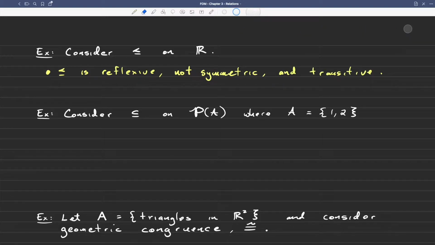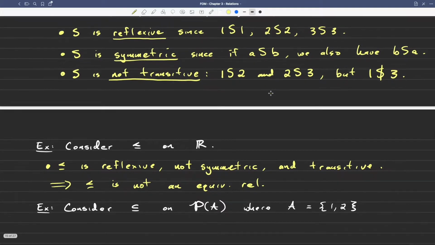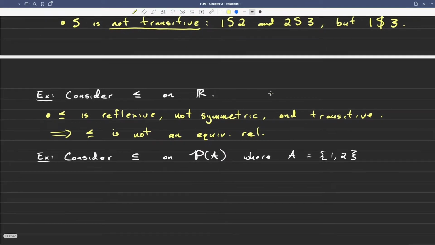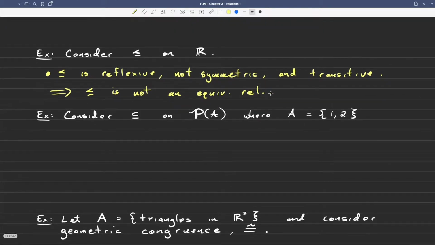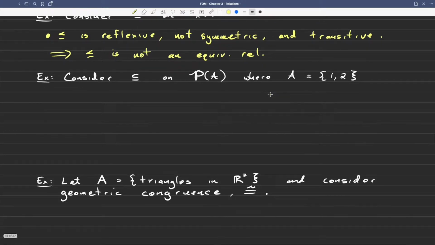So just a little reflection on less than or equal. We see that less than or equal is not an equivalence relation because it fails to have the symmetric property. In the previous example, we saw an example that had reflexivity and symmetry, but not transitivity. And here's one that has reflexivity and transitivity, but not symmetry. And of course, you can come up with relations that have whatever combination of the properties that you want.